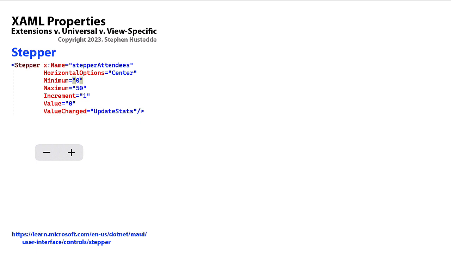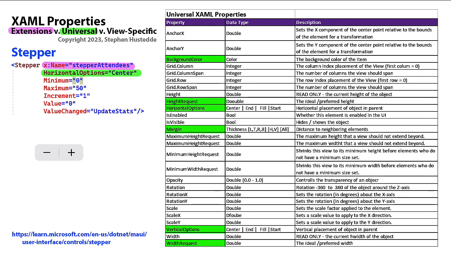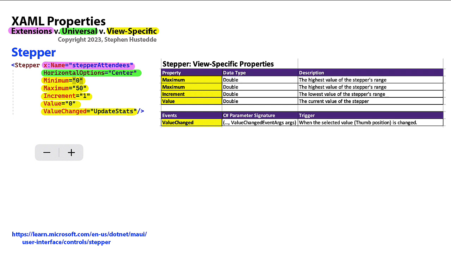Next, we have the stepper. The stepper gives us two buttons to decrease and increase a value. Of course, access to all of the universal or common XAML properties that go across all the views. Ones I mostly use here would be placement ones in terms of height request, width request, and the vertical and horizontal options. There's only a handful of view-specific properties for the stepper, and pretty much we use all of them.